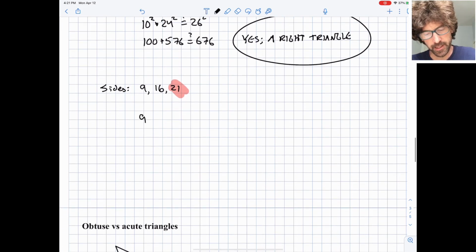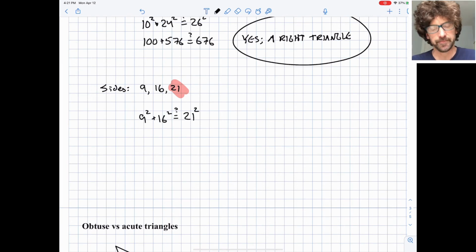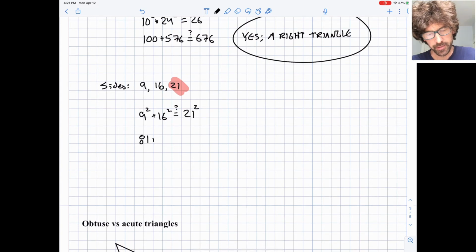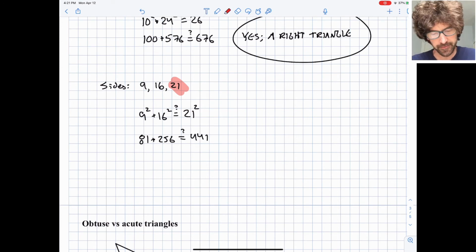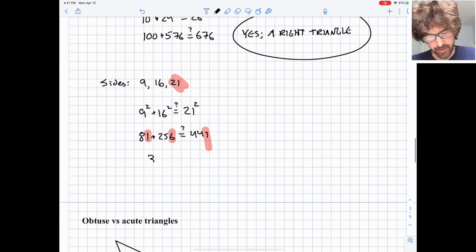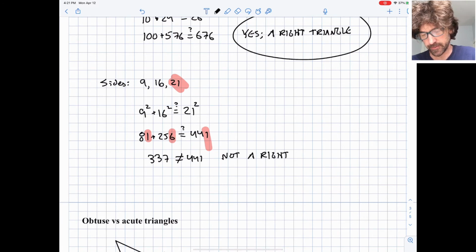We're testing, is 9 squared plus 16 squared equal to 21 squared? So is 81 plus 256 equal to 441? I can even do a little bit of arithmetic in my head. A 1 plus a 6 yields a 7, and we don't have a 7 right there. So I can tell already that we're not dealing with a right triangle, but let's finish the problem. 337 is definitely not equal to 441, so we can conclude that we do not have a right triangle here.